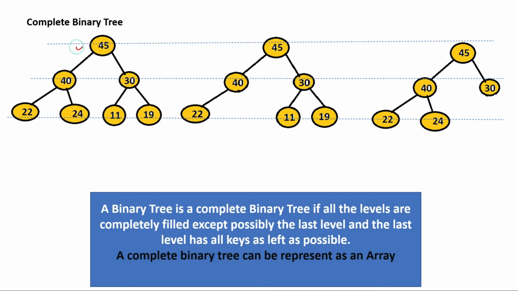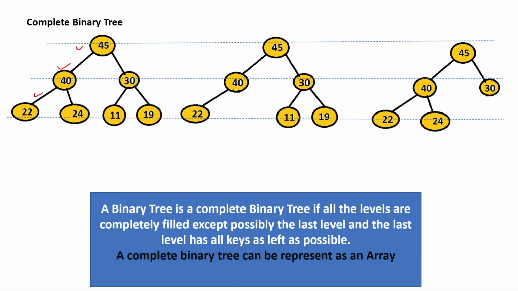So this level is fine. For this level, from left to right, I can find all the nodes. This is also perfect. And in this level, from left to right, all the nodes are present. That means this is a complete binary tree.